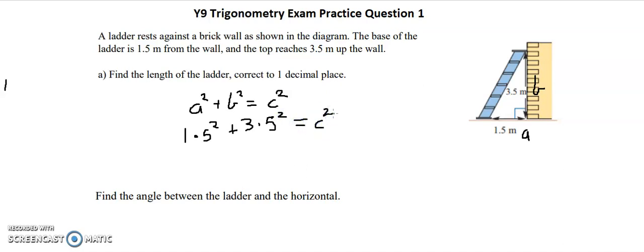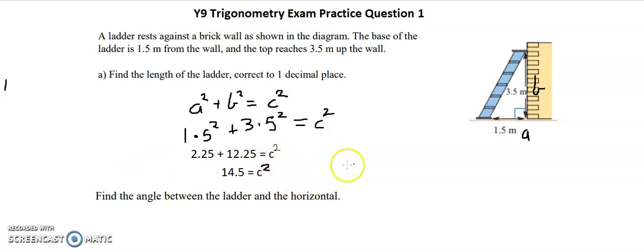So 1.5 squared is 2.25. And 3.5 squared is 12.25. And that equals our lovely c squared. So the next thing that we need to think about is adding them together. So 12.25 plus 2.25 is equal to 14.5. So now we've got 14.5 is equal to c squared.